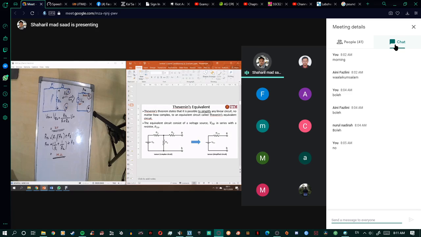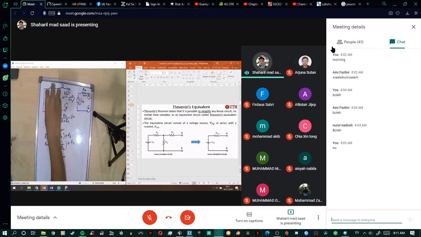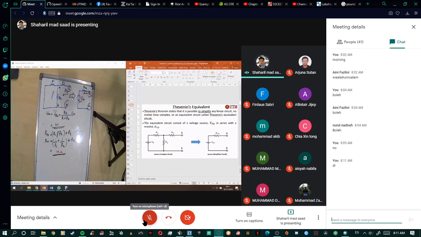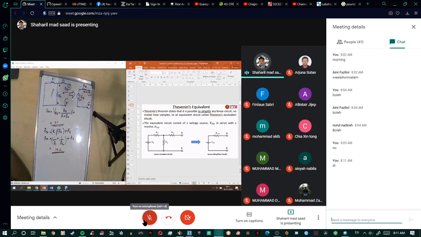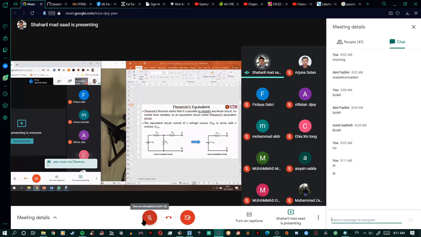So that's what we use the Thevenin theorem for, to simplify this complex circuit to be just two components: voltage Thevenin and also resistance Thevenin. Okay, so far so good, clear? Is it clear?